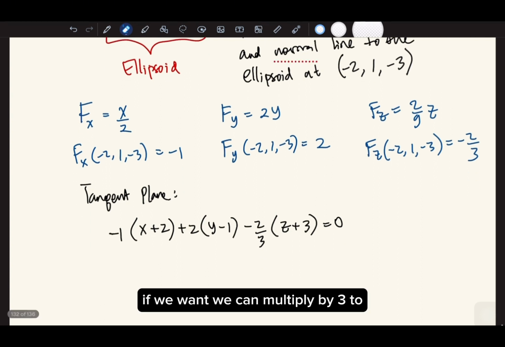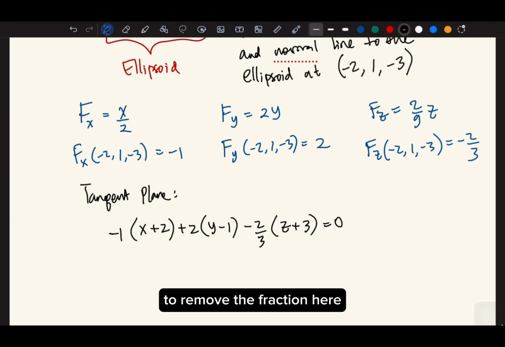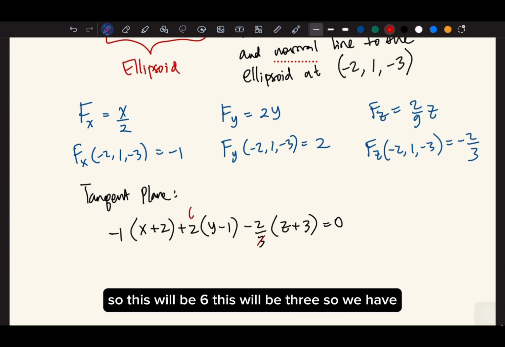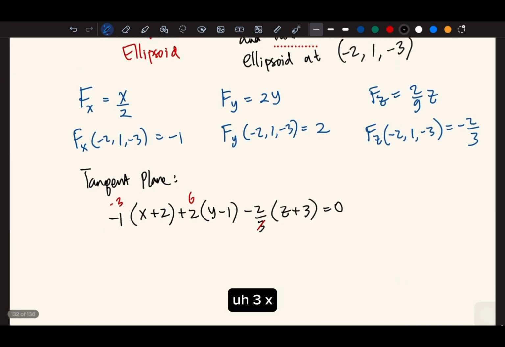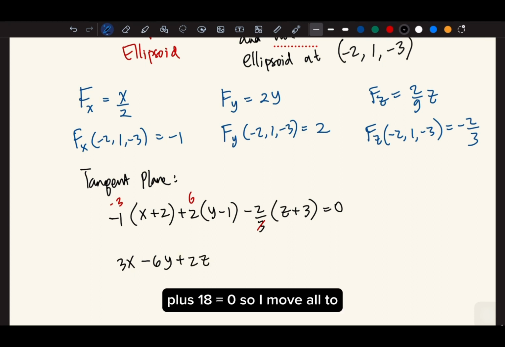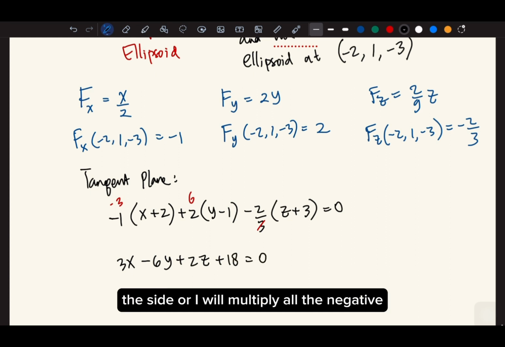If we want, we can multiply by 3 to remove the fraction here. So this will be 6, this will be 3. So we have 3x minus 6y, right? Plus 2z plus 18 equals 0. So I move everything to one side, or I multiply everything by negative.